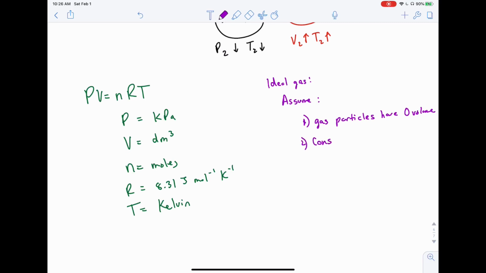Two, we assume constant random motion, that the particles are constantly moving and they're always just randomly colliding into each other, which is three, elastic collisions, meaning that no energy is lost when the particles collide with each other. That way the temperature stays fairly consistent. If we were to lose heat due to collisions, then our temperature would vary too much. Four, no IMFs, no intermolecular forces of attraction or repulsion. So therefore, everything moves in a fairly linear, predictable way.